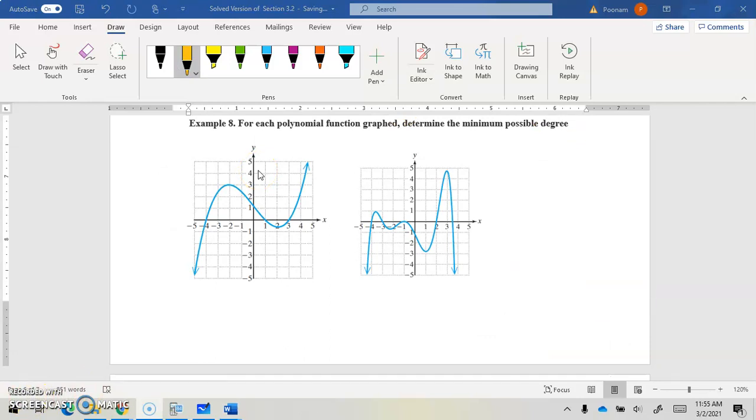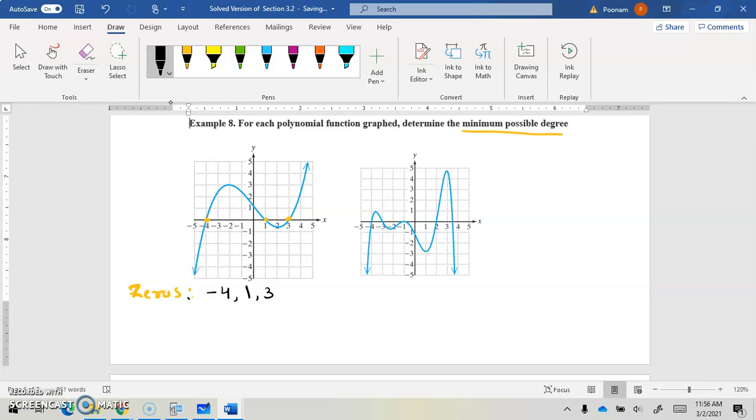Example number 8, it says for each polynomial function graphed, determine the minimum possible degree. So we do not know the equation of the function. We know that this is the graph of the function. I can observe the x-intercepts. That's going to give me the zeros, right? What are the zeros? There is negative 4, there is 1 and there is 3. Each of them has odd multiplicity because each of them is a cross point, okay?